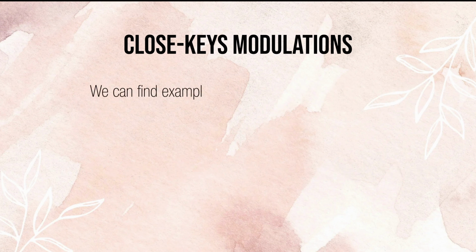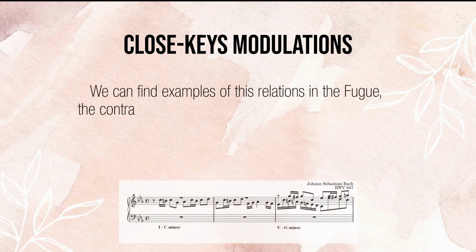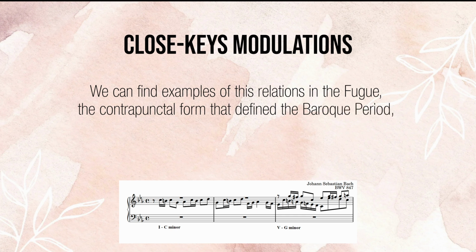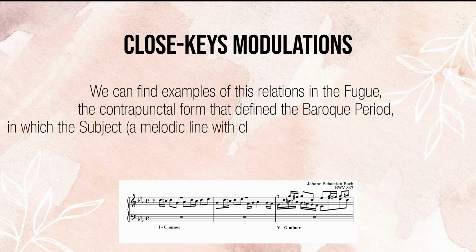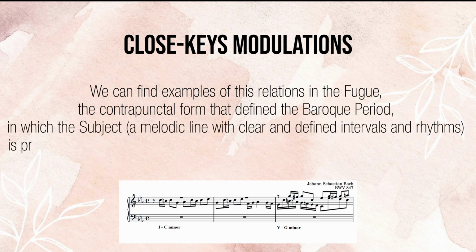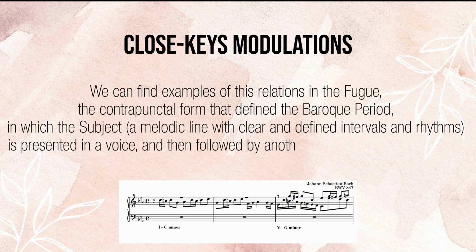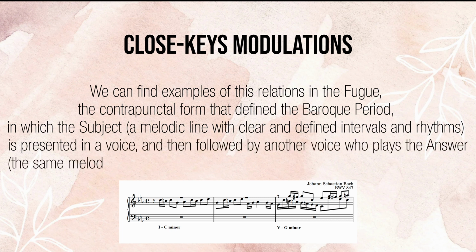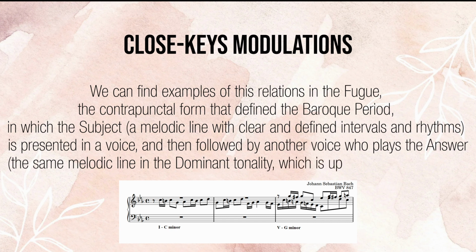We can find examples of these relations in the fugue, the contrapuntal form that defined the Baroque period, in which the subject, a melodic line with clear and defined intervals and rhythms, is presented in a voice, and then followed by another voice who plays the answer, the same melodic line in the dominant tonality, which is up a fifth or down a fourth.